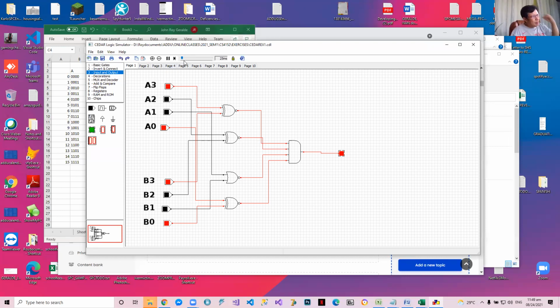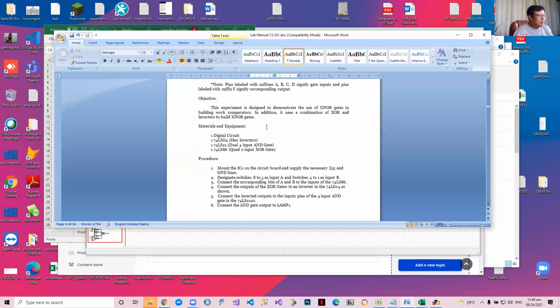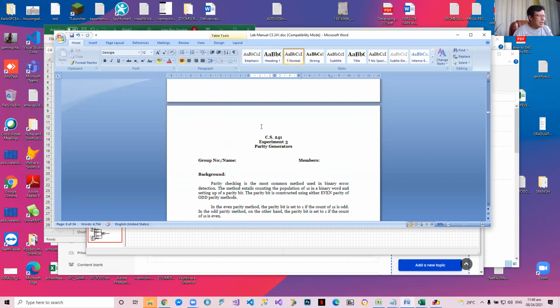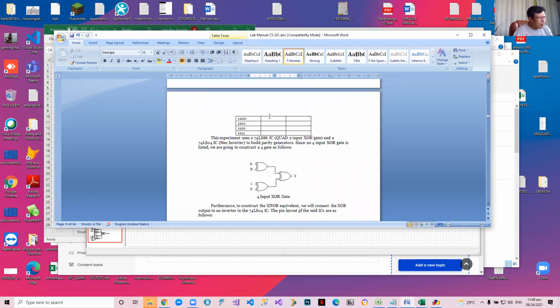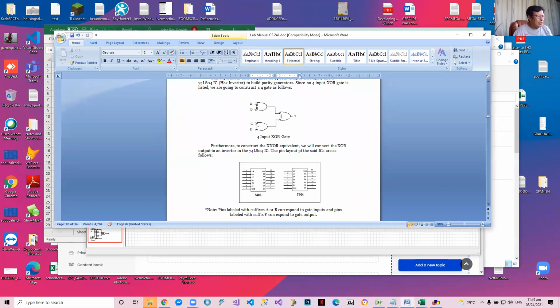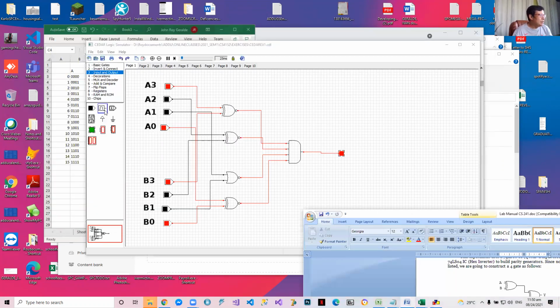Okay, so experiment number 4 is a word comparator. What's experiment number 3? Experiment number 3 is a parity generator. It determines whether it's an even parity or an odd parity. We need a 4-bit XOR gate. Now, if you don't have a 4-bit XOR gate, you can do it this way. This is the same 4-bit XOR gate. Do you follow? Okay. But anyway, let's do that here.